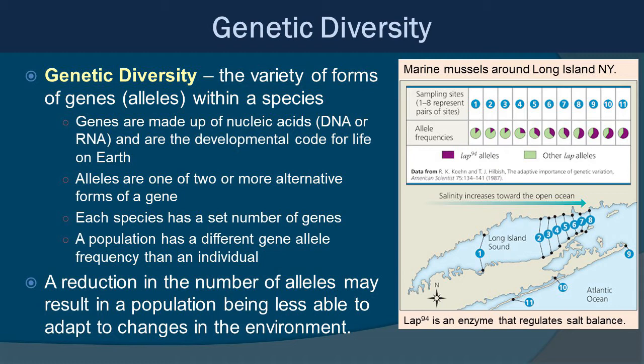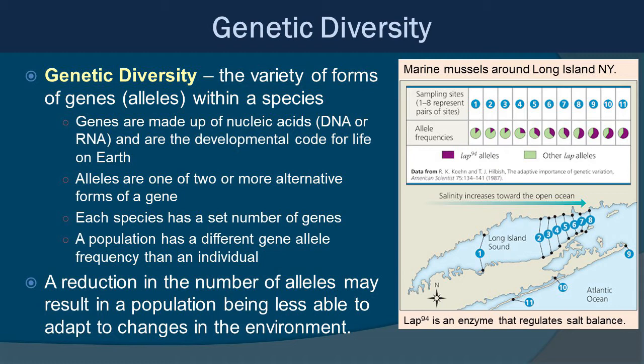And eventually those traits will get passed on and the population will shift in characteristic in that direction. Individual organisms can't really do that. It has to happen through reproduction and passing along those alleles, which is why any reduction in the number of alleles may result in a population being less able to adapt to changes in the environment.